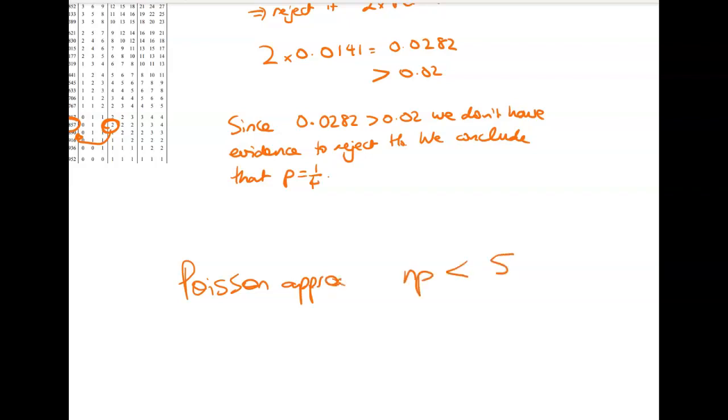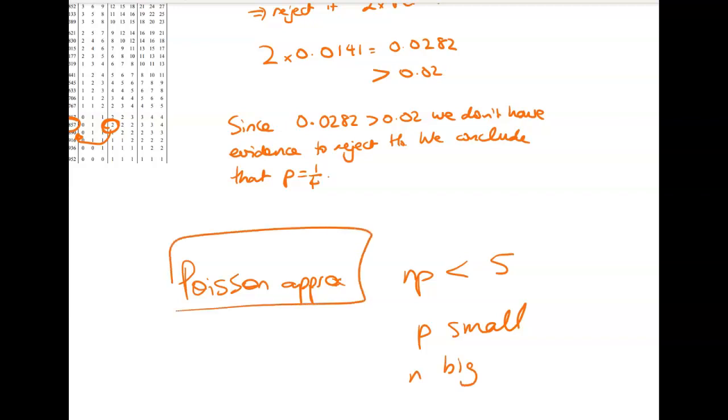So if NP is less than 5, then we're talking about an asymmetric distribution. We're talking about a rare event usually. So P has to be small. And n still has to be big, and then we would do a Poisson approximation to the binomial. And if we're doing that, we don't need to do a continuity correction.